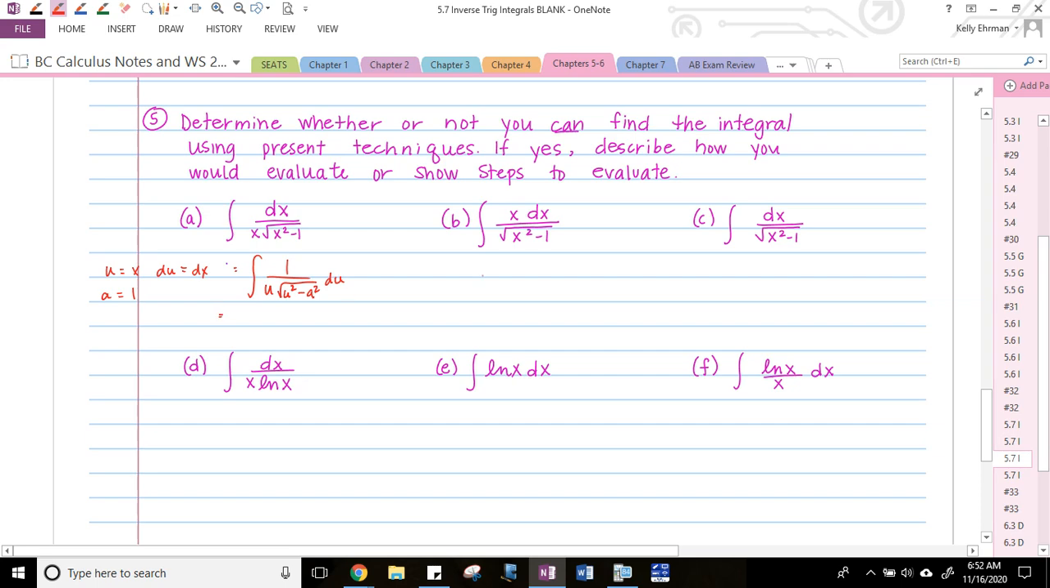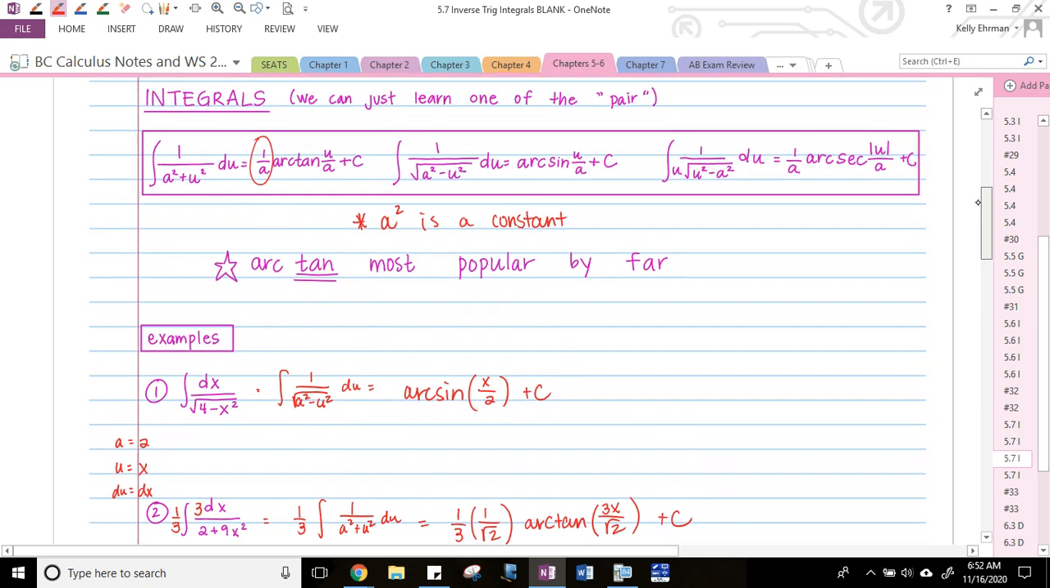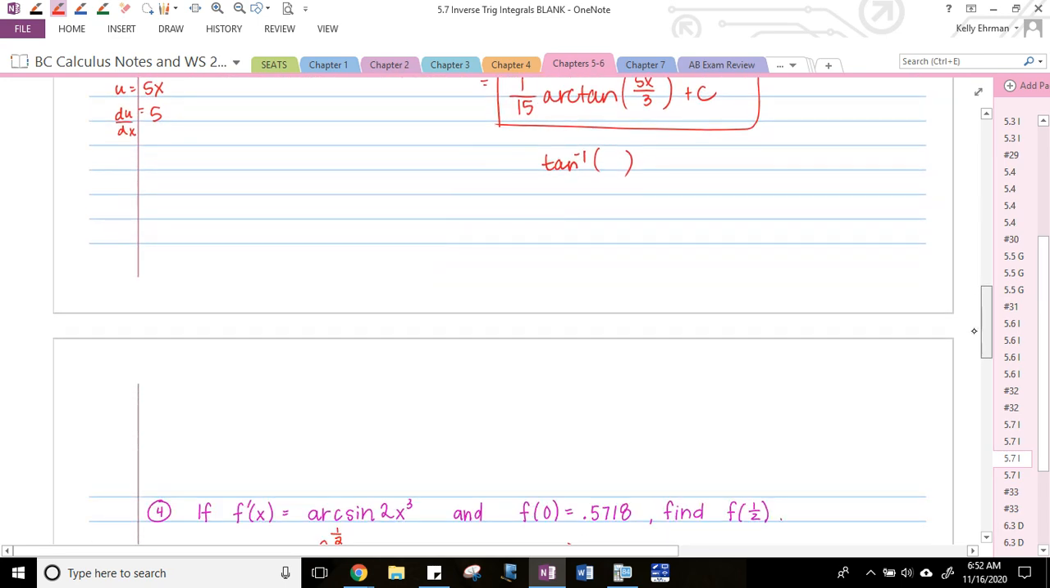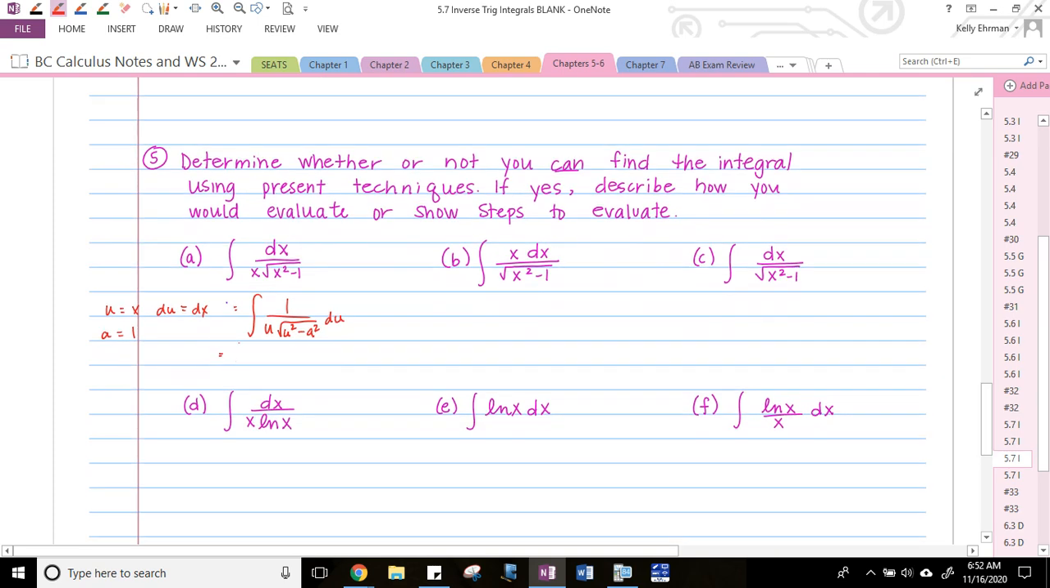And that's equal to 1 over a arcsecant u over a plus c. Okay, so that's equal to 1 over 1 times arcsecant of absolute value of u over a plus c. And we could simplify that. All right, so can we do it? Yes.